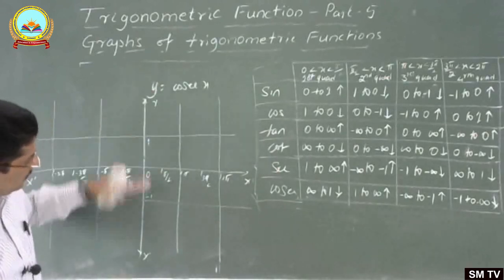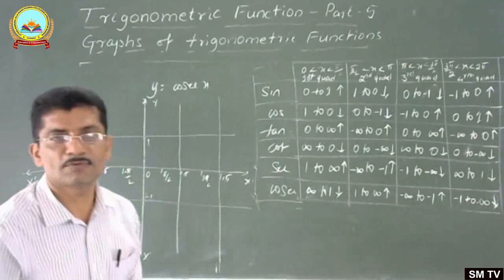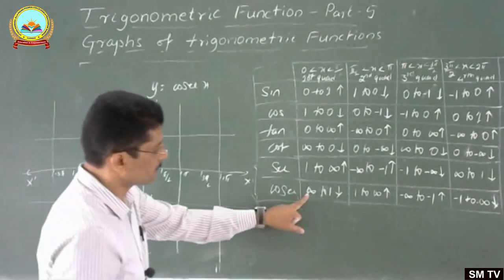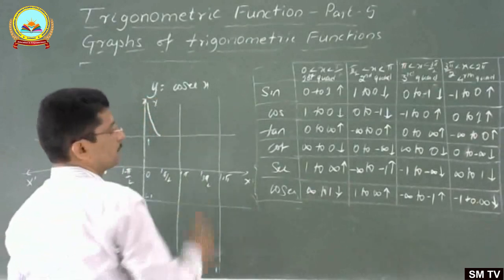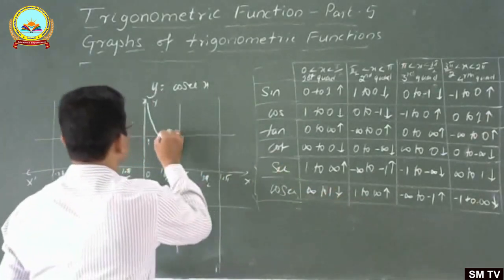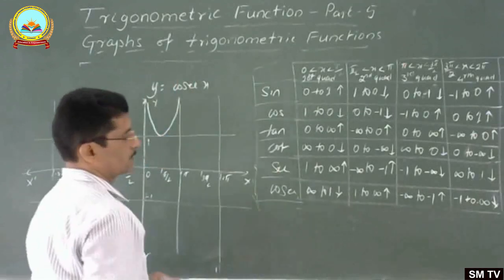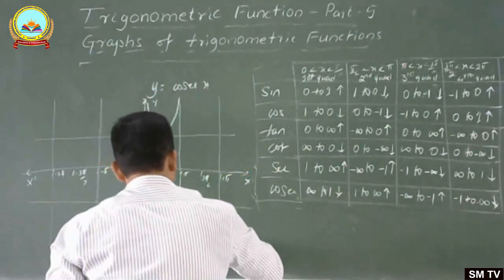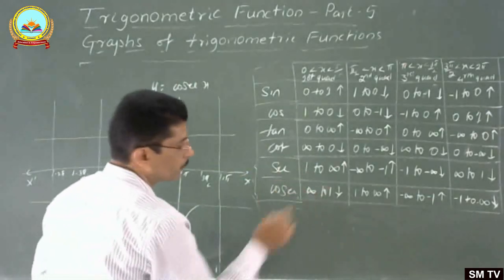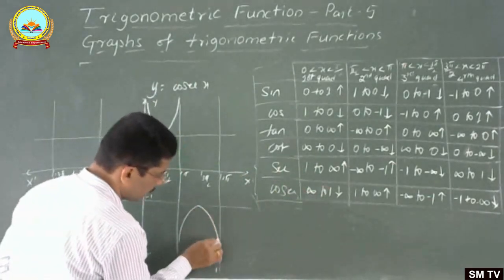The curve is above 1 and below minus 1, including 1 and minus 1. In the first quadrant, from minus infinity to 1, it is increasing. In the second quadrant, from 1 to infinity, it is increasing. The curve is like this. In the third quadrant, it goes from minus infinity to minus 1, and in the fourth quadrant, from minus 1 to infinity.